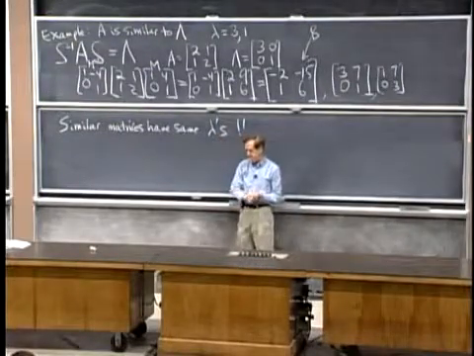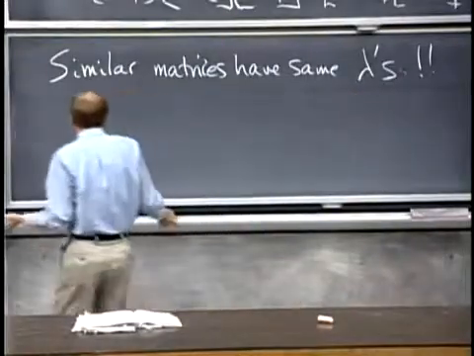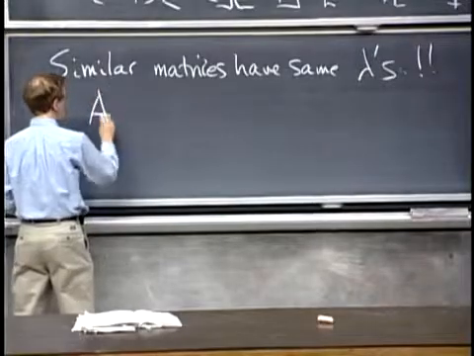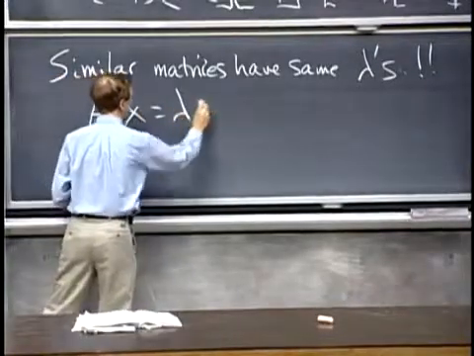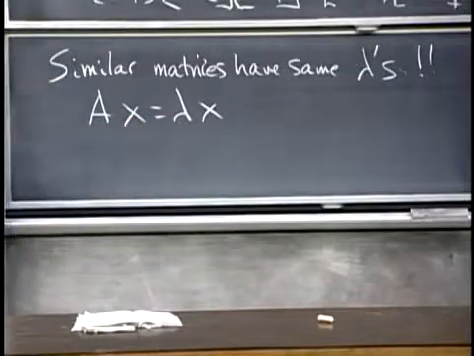So why is that? The only possibility is to start with Ax equals lambda x. So suppose A has the eigenvalue lambda.